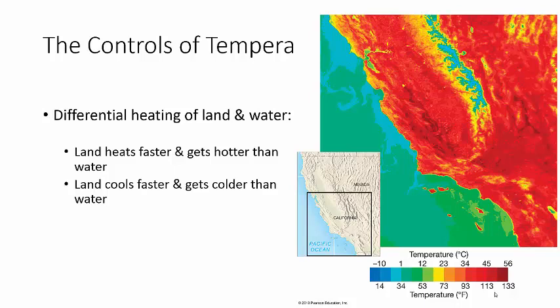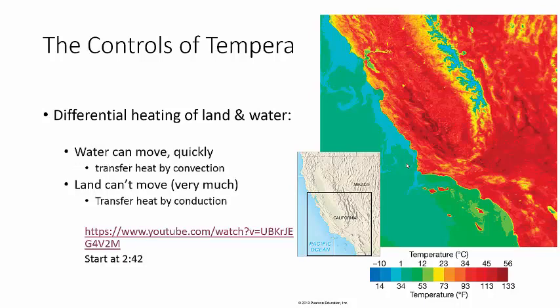So, differential heating of the land and water. This is a great picture because you can see California is super duper hot, right? I mean, it's red hot, right? And then the water right next to it, not so hot, right? And this is because land heats up faster than water, and land cools down faster than water, okay? Why that is, there's a couple things.